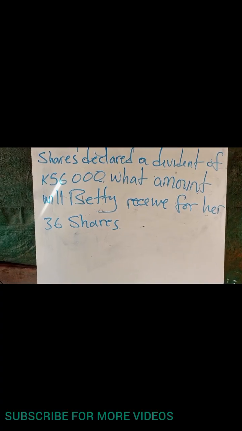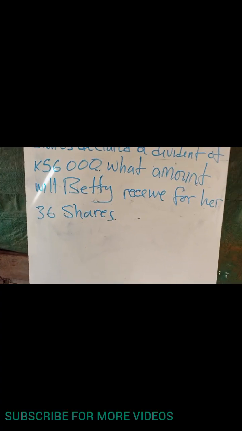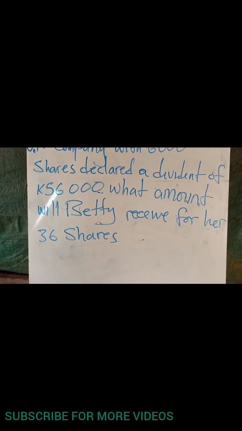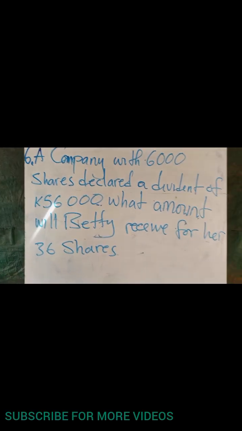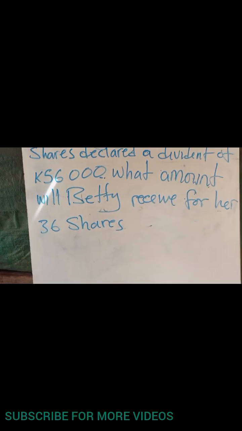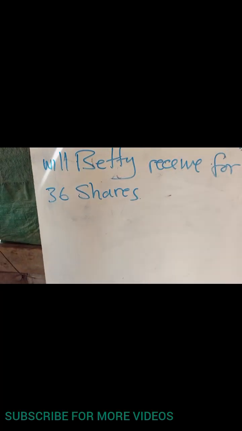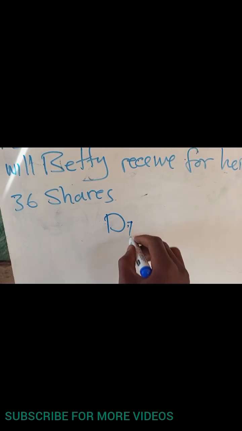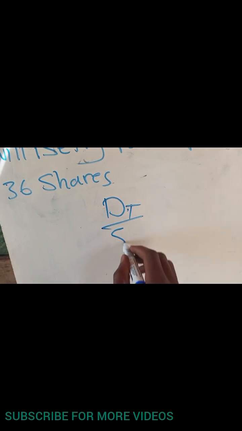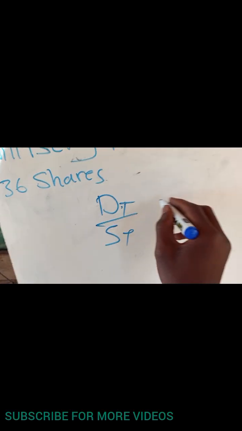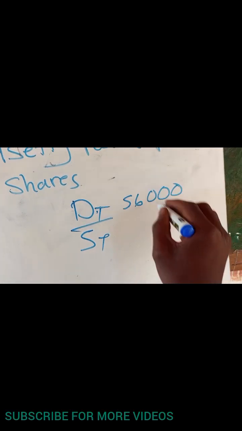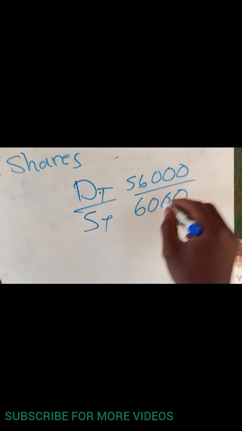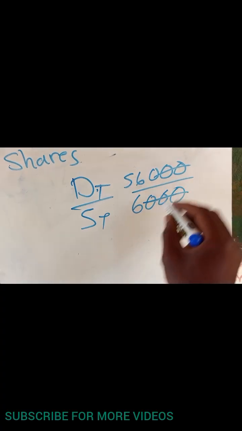To find the amount Betty will receive, we first have to find the amount of money that was given to a person with 1 share. To find that amount, we divide the total dividend by the total number of shares. So total dividend was 56,000 over 6,000 shares. So the zeros cancel.